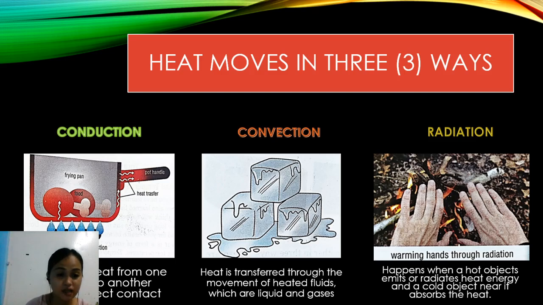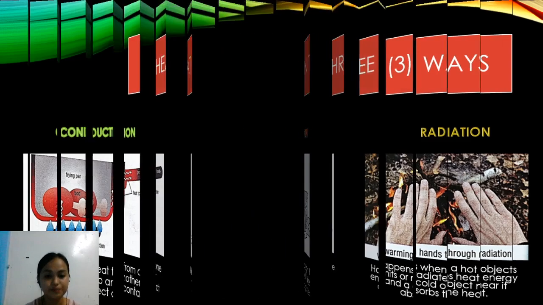A cold object near it absorbs the heat. So your cold object is your hand, then you are going to put it near a flame. Then your hands absorb the heat. That is a process called radiation. Again, heat moves in three ways: conduction, convection, and radiation.